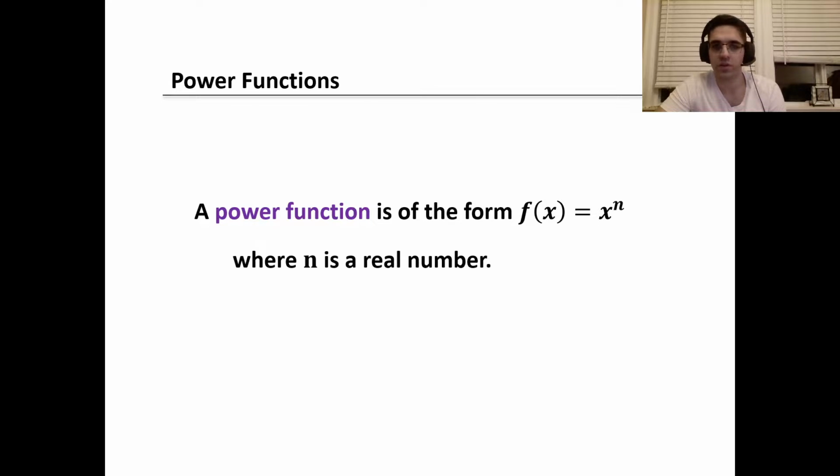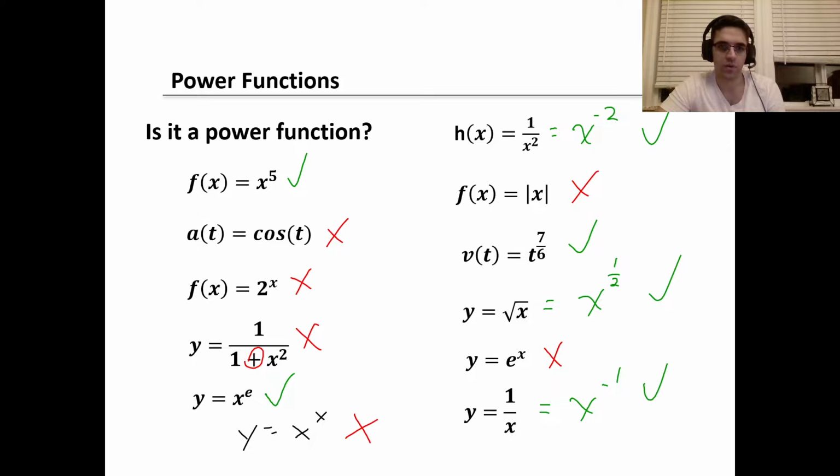So a power function is a function in the form of x to the power of some number n, and n is some real number. Okay, so if we look at these, we have some examples and some non-examples. x to the power of 5 is definitely a power function. Trig function, not a power function. This one's deceptive. 2 to the power of x is not a power function.